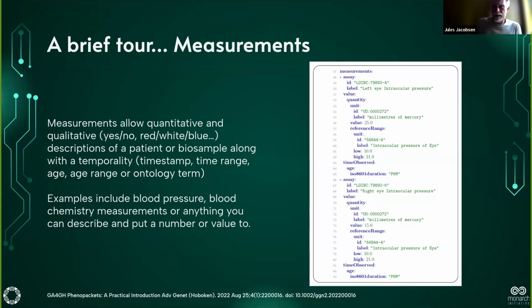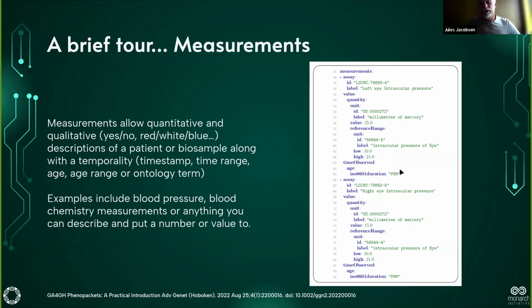So in this case, you see at the top here you've got quantity, and the unit is millimeters of mercury. We're using the unit ontology for this one. I think there's UCUM, which would be a little better to use nowadays, but at the time that wasn't available, at least as an ontology. You see it's 25 millimeters of mercury with a reference range between 10 and 21. So this is actually a little bit too high. And also you have a time when this was observed.